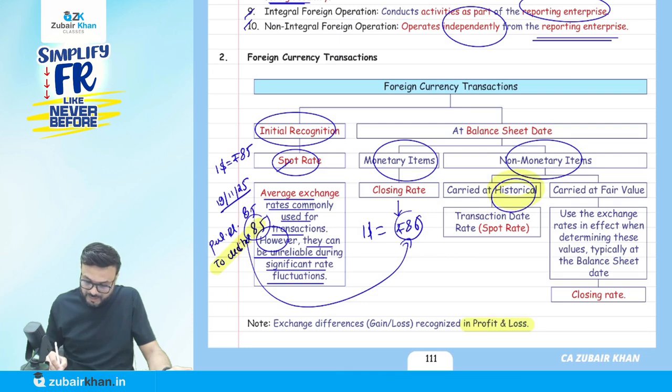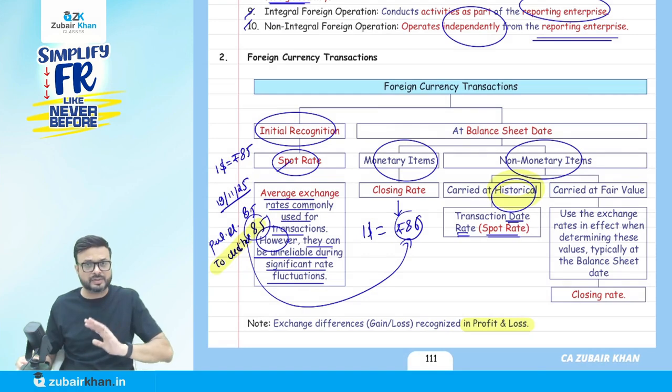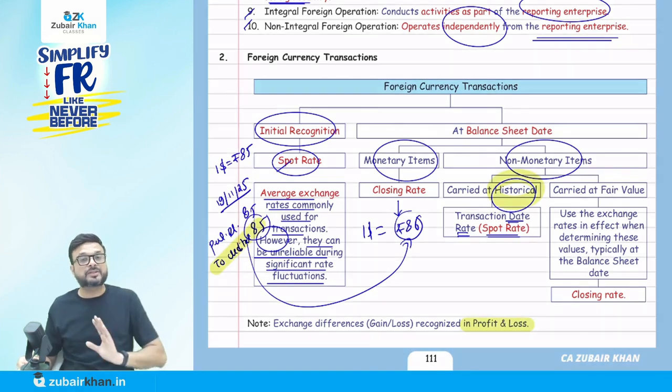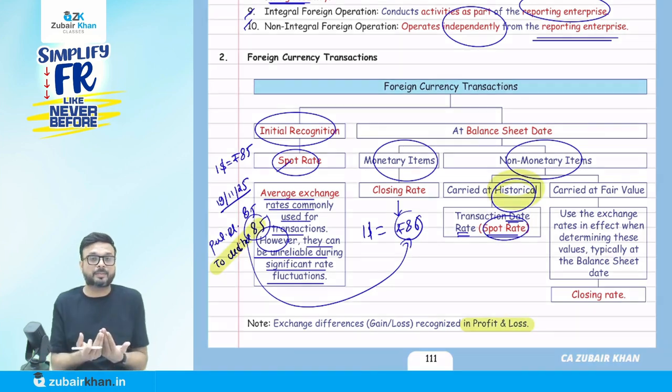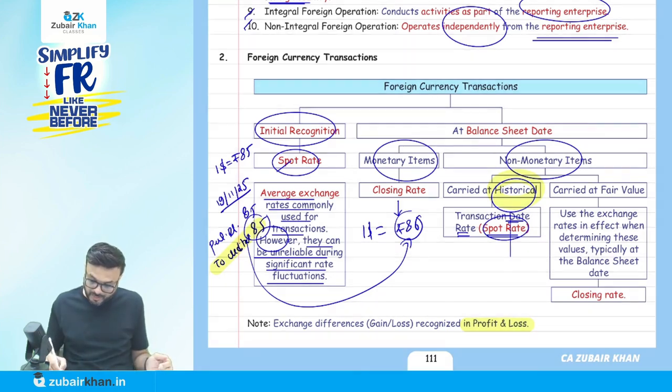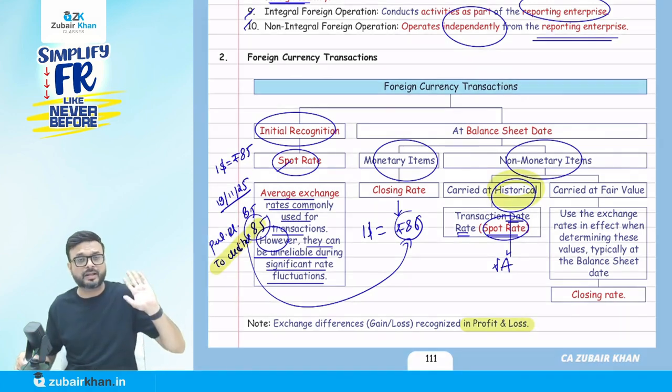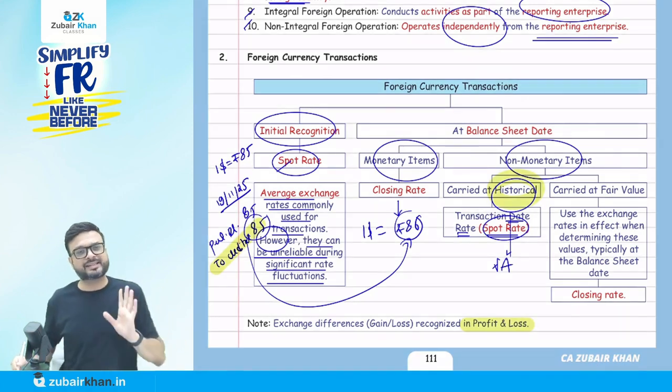So we carried it still at the historical cost here. Okay, so the transaction date rate is going to be the spot rate. I mean to say that if the item is non-monetary, we will keep it at the spot rate, so difference will not come here. For example, let's say a fixed asset. I am not following the revaluation model as per AS 10. I follow the cost model only. It is at cost only.